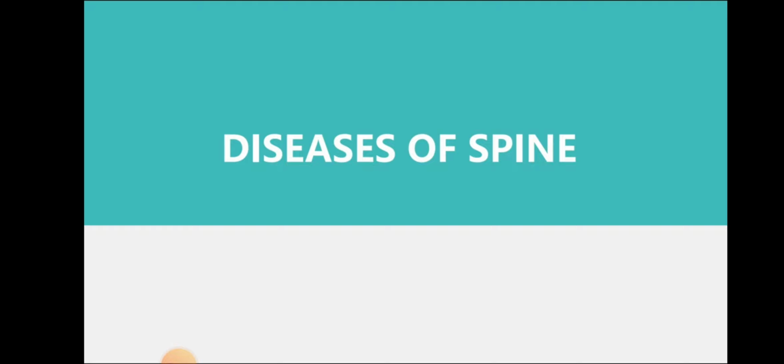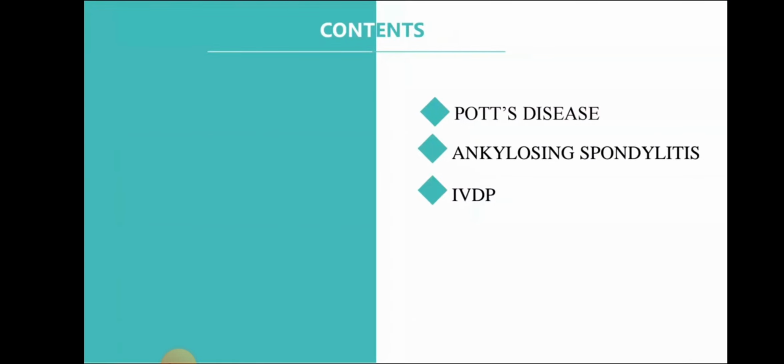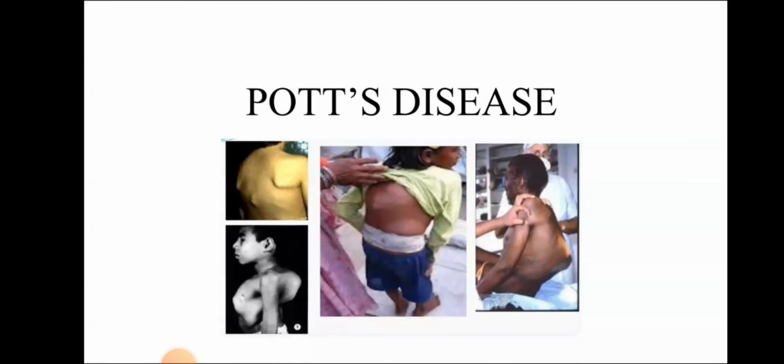Now next is about diseases of spine. In the context of diseases of spine, we will see about Pott's disease, ankylosing spondylitis, and IVDP. First we will see about Pott's disease, also called TB spine, tuberculosis of the spine. Its incidence starts between 3 to 5 years of age. The commonest site of affliction in the spine is the lower thoracic T10 or thoracolumbar junctional region.